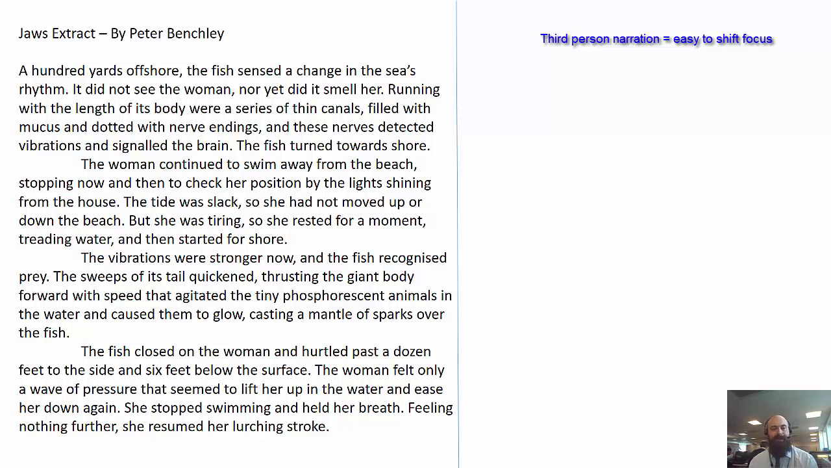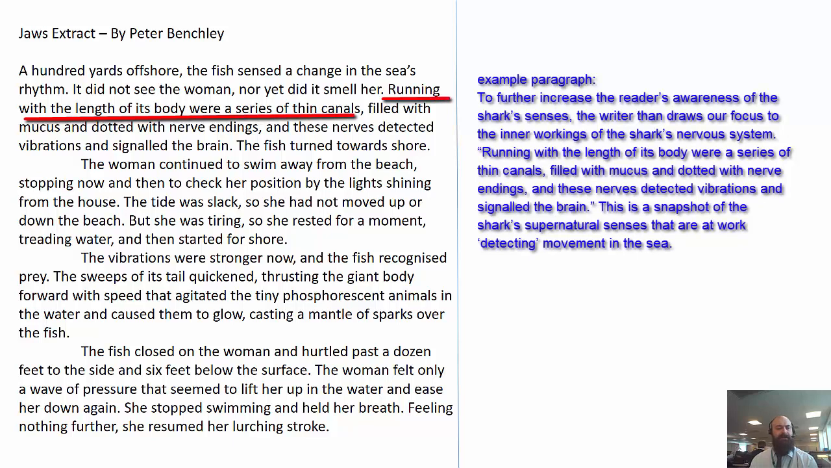So in this very first paragraph here, the first thing we focus on is what the shark can sense and see and feel. And it did not see the woman, but it does know that she's there. It senses a change in the sea's rhythm. And then the writer focuses on the insides of the shark, which you can only do with third-person perspective. So we move to look at the inside the shark's body, where there's all these nerve endings that detect vibrations, and then finally we're told that the fish has turned towards shore, which shows us that the shark has sensed the woman and is making its way towards her.